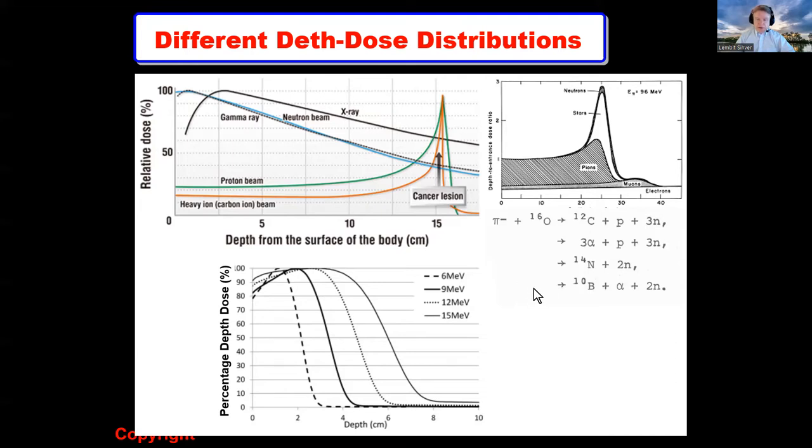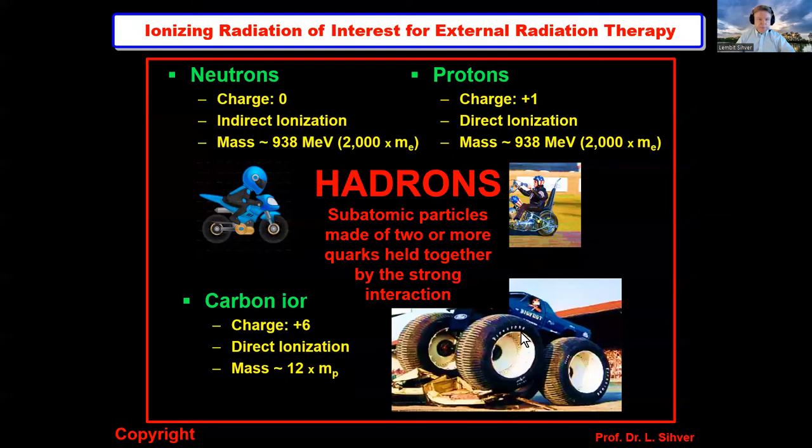The pi minus have a similar depth dose distribution as the ions because they interact with oxygen and so on in the body and cause high LET short range fragments like carbon, protons, alphas, nitrogen, and boron, because it's called a star. The depth dose distribution of electrons resembles the depth dose distribution of X-rays.